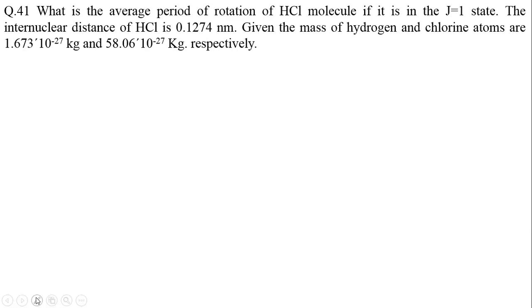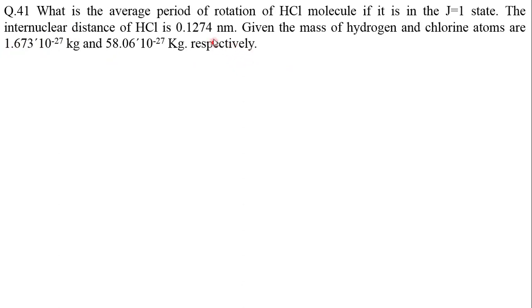The next question is: what is the average period of rotation of hydrogen chloride molecule if it is in the J equals to 1 state? The internuclear distance of HCl is 0.1274 nanometer, and given the mass of the hydrogen atom is 1.67 into 10 to the power minus 27 kg, and mass of chlorine is 58.06 into 10 to the minus 27 kg respectively.